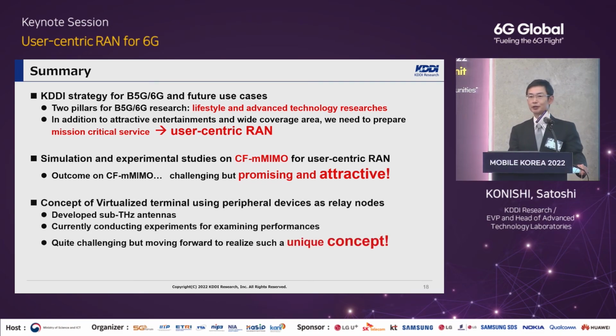The other concept to improve uplink throughput is the so-called virtualized terminal. We actually use 2 frequencies. One is sub-terahertz for device-to-device communications, and then millimeter wave will be utilized for uplink in conjunction with an uplink MIMO scheme. And we have developed antennas which will be embedded in the future in smartphones and smart devices. It's a kind of unique concept, and it's quite challenging, but quite interesting. So we'd like to keep conducting these studies.